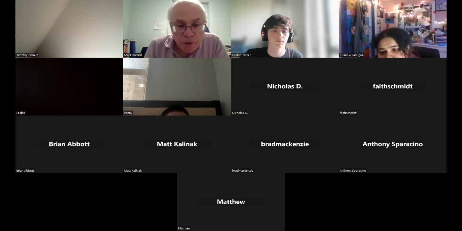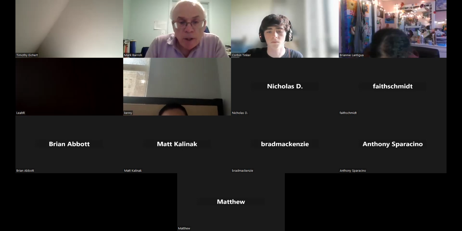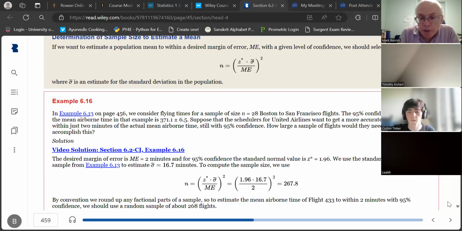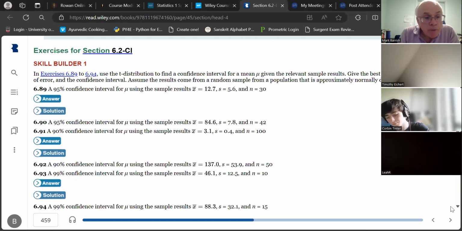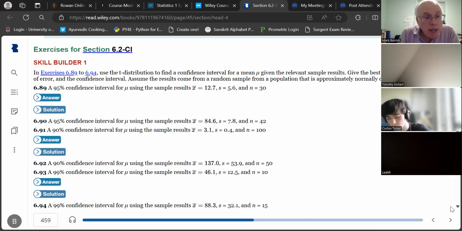All right. Let me see if there's anything else in the text that would be worthwhile sharing with you. See, there's the answer right there, 268. And the rest of it is just some examples. Does anybody want me to do another example before we leave? Would you like to see another example of a confidence interval and also a minimum sample size problem? Anybody want to see that, or is it pretty clear what to do? It's really up to you.